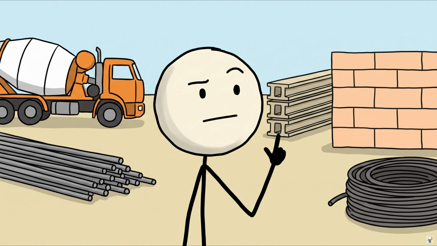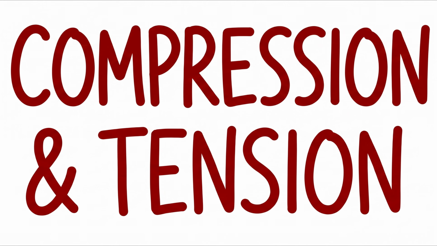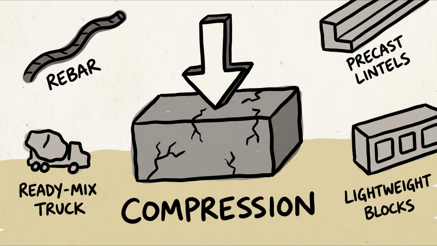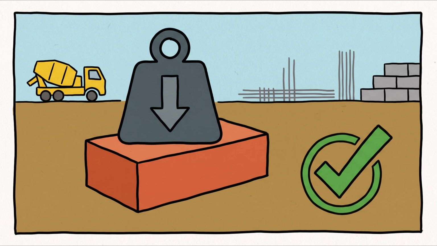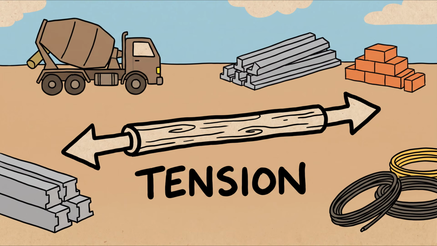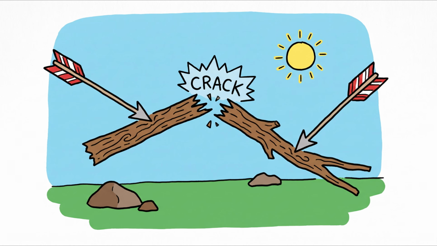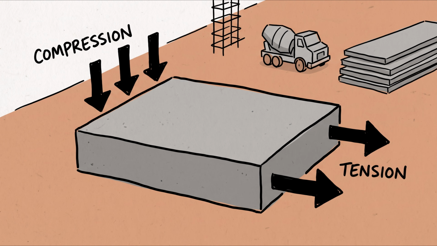Before we start, 2 words you'll hear a lot: compression and tension. Compression is squeezing, like standing on a brick. The weight pushes down and the brick handles it. Tension is pulling apart, like snapping a stick. The force pulls both ends away from each other until it breaks. Every type of concrete on this list deals with one or both of those forces.